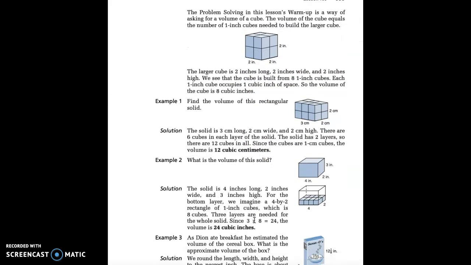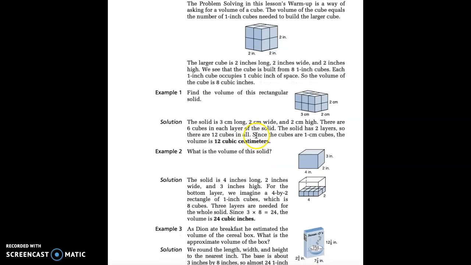So let's go ahead and find the volume of this rectangular solid. We know that it is three-dimensional and it's got 3 pieces of information here. We know that the length is going to be 3 centimeters because it is 3 blocks or 3 cubic units long. We know also the width here is going to be 2 centimeters, and then the height is 2 centimeters. So since the solid has 2 layers, we know that we're going to multiply 3 times 2 times 2 for a total of 12 cubic centimeters altogether.